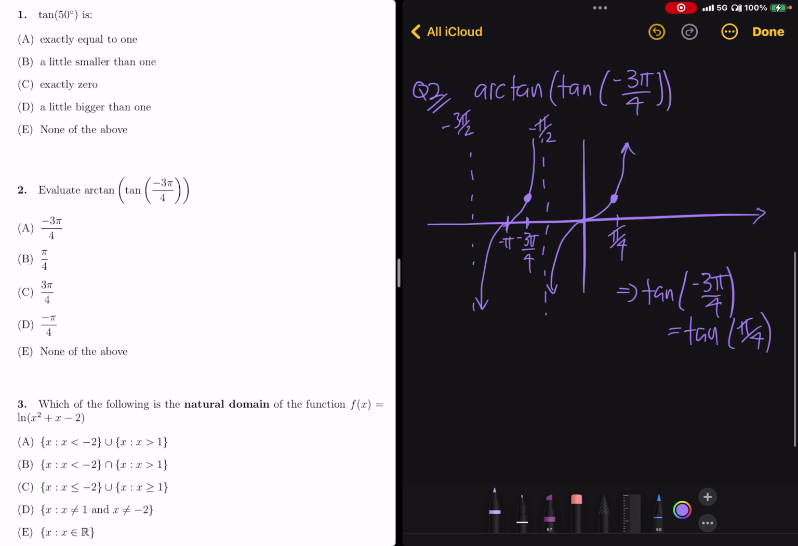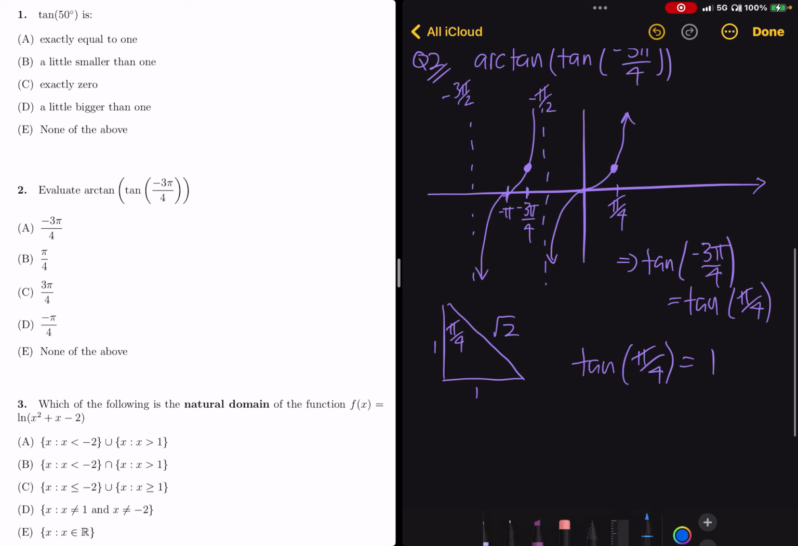This is important because tan of minus 3 pi on 4, you don't have a way of knowing an exact solution for. Tan of pi on 4 you do. Because if we draw our right special triangle, pi on 4, 1, 1, root 2, tan of pi on 4 is opposite over adjacent, which is 1 on 1, which is 1. So we have tan of minus 3 pi on 4 is 1.